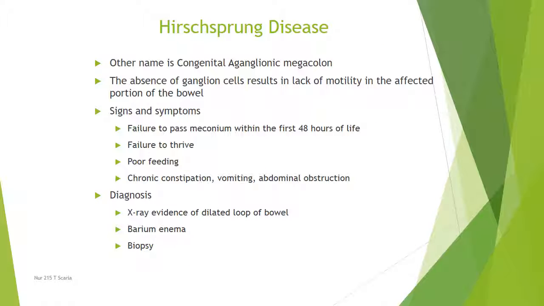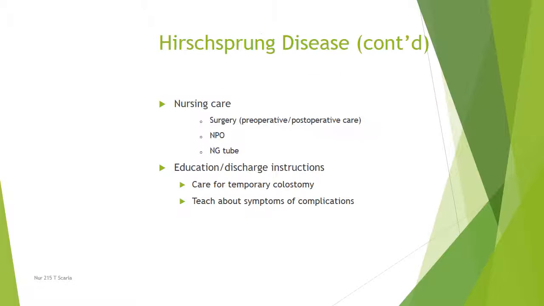Hirschsprung's disease, otherwise known as congenital aganglionic megacolon. The absence of ganglionic cells results in lack of motility in the affected portions of the bowel. The signs and symptoms include failure to pass meconium within the first 48 hours of life, failure to thrive, poor feeding, chronic constipation, vomiting, and abdominal obstruction. The diagnosis is made by X-ray evidence of dilated loops of bowel, barium enema, and biopsy. Hirschsprung's disease is managed by surgery.